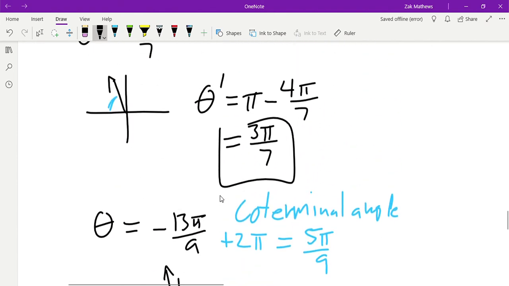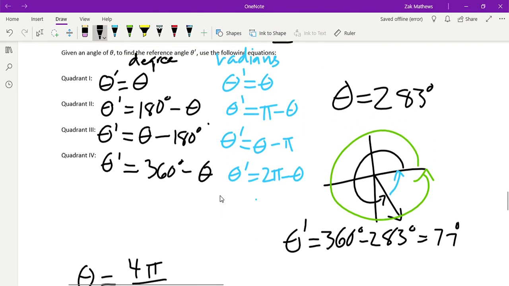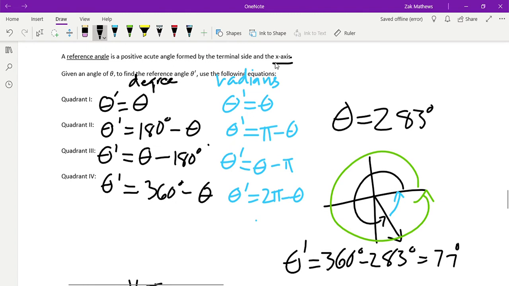So even though we do have these formulas to assist us in determining what the reference angle is based on the degree or the radian measure, it is a lot of times easier, I think, if we really understand what the definition of these things is, just to draw it out and to think about how much further do I need to go or how much did I come up short of reaching an x-axis.